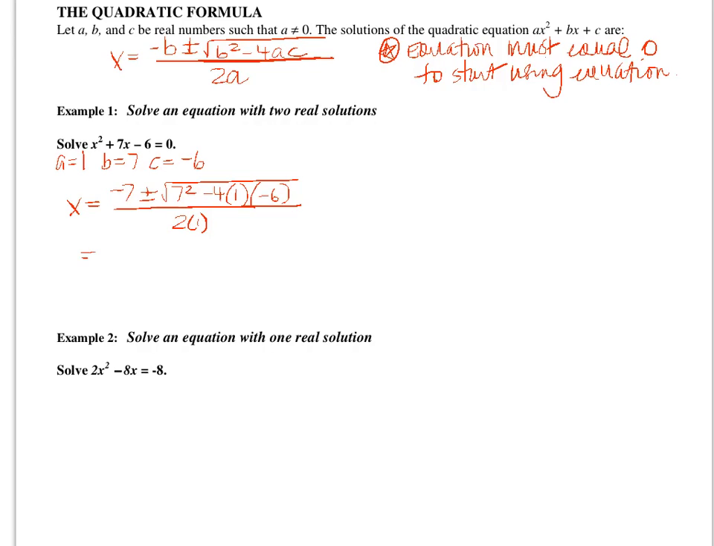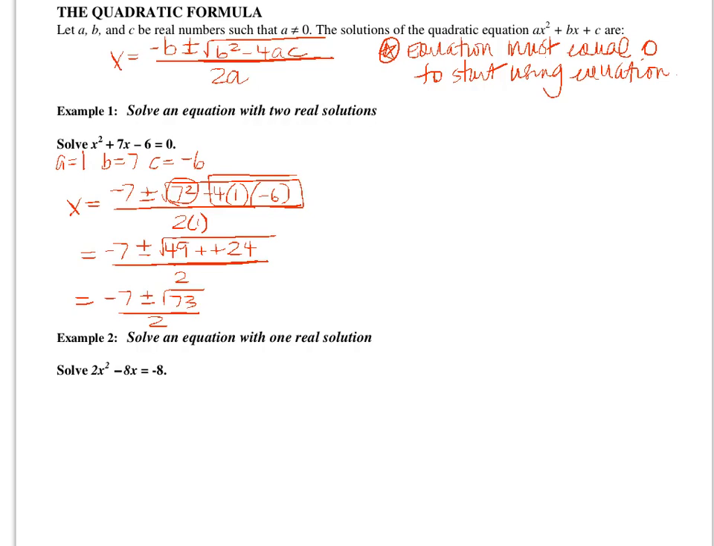Okay, let's try this again. So we start simplifying. Negative 7 plus or minus the square root. Now here's what I'm going to suggest. 7 squared is 49 minus 4 times 1 times negative 6 is a negative 24, all over 2. And I do it this way because I want it in pieces. So I look at this and I say, well, subtracting a negative means add a positive. So I have negative 7 plus or minus the square root of 73 all divided by 2.